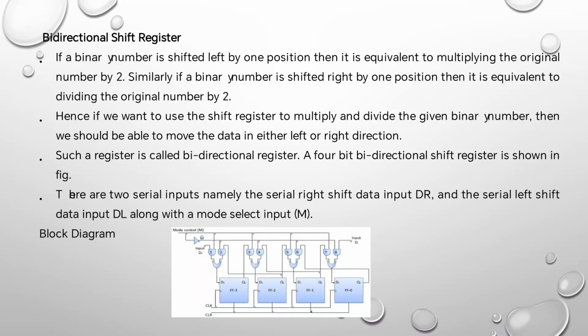A 4-bit bidirectional register is shown below. There are two serial inputs, namely the serial right shift data input DR and the serial left shift data input DL, along with the mode select input.